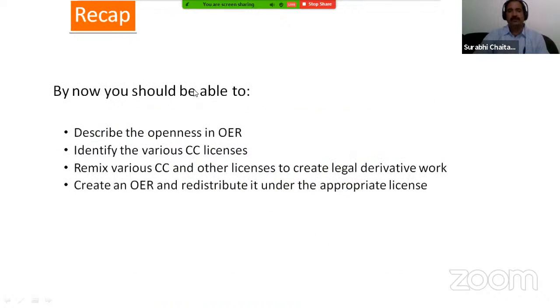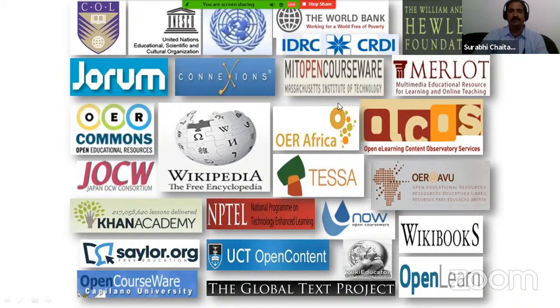Now, from this session, what we understand is that we can describe the openness in Open Educational Resources, identify the various CC licenses, remix the various CC licenses, and learn how to use and create our work with those Open Educational Resources, what we can do and what we cannot do. In the last tabular column, we have given all tick marks. There we can understand this. Now, create an OER and redistribute it under the appropriate license. We can also claim our rights by uploading it to the Creative Commons website. Now, with this we end the theory of open educational resources.